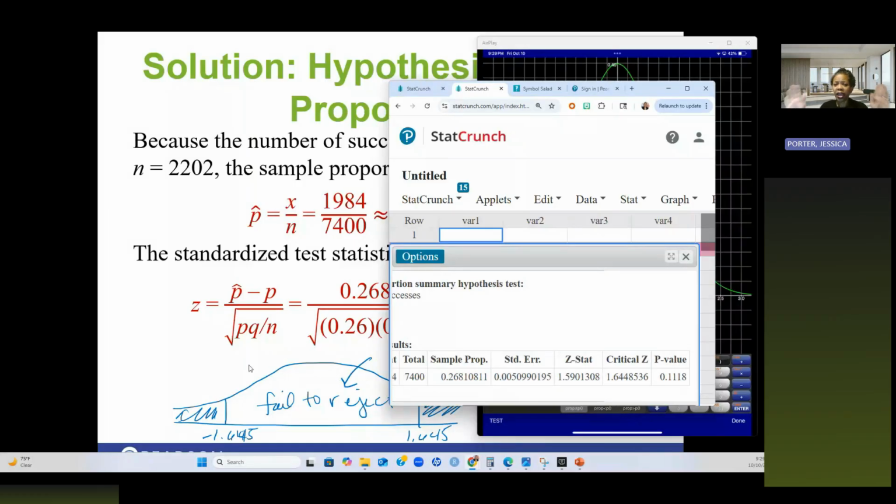So everything that we've done today can be done in the calculator. But I think it's important for you to have the inner workings of it, to know what we're putting in the calculator and why. Anywho, any questions on that? Any questions on hypothesis testing for proportion?